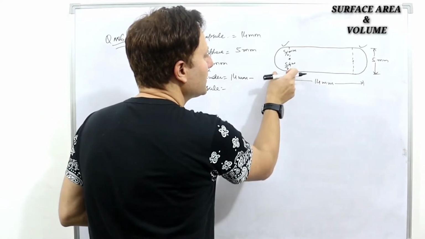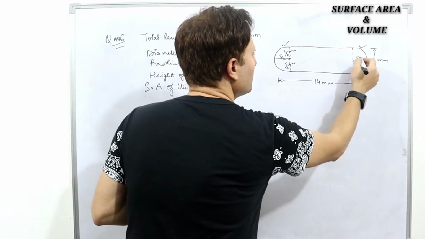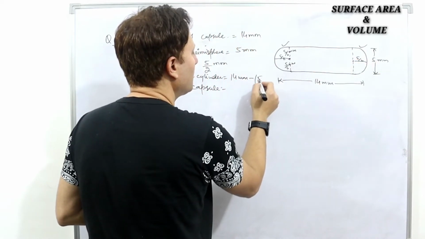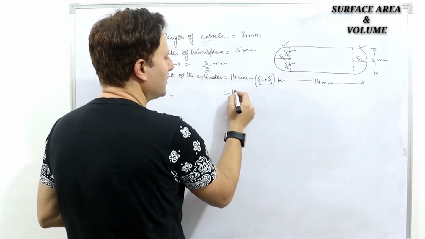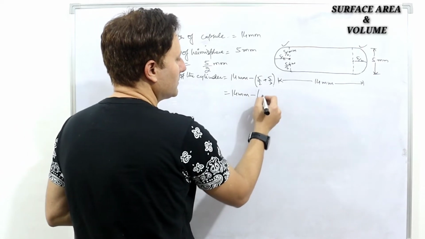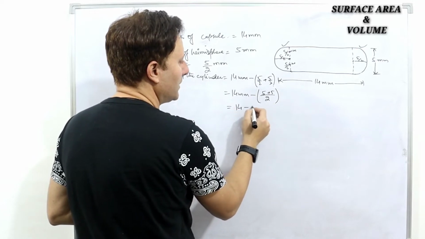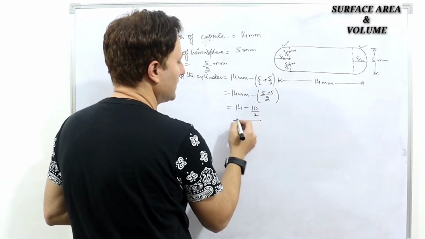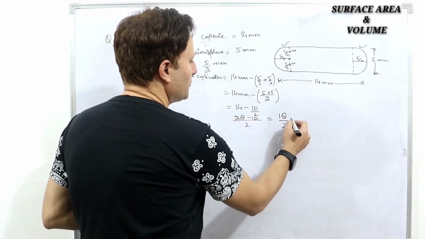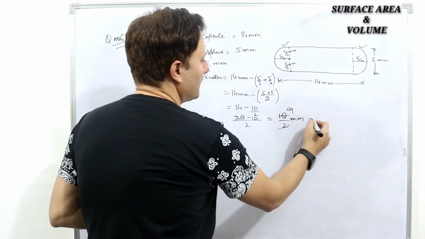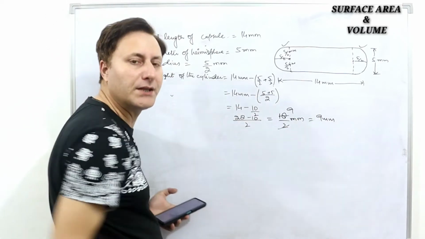Then we have to deduct this part, because this will be 5 upon 2 and even this will be 5 upon 2. So we are adding 5 upon 2 plus 5 upon 2. What do we have? We have 14 mm minus 5 plus 5, that is 14 minus 10 upon 2. Let's take the LCM, 28 minus 10. It becomes 18 upon 2 mm. We'll cut this off, it will be 9 mm. So the height of the cylinder is 9 mm, guys.